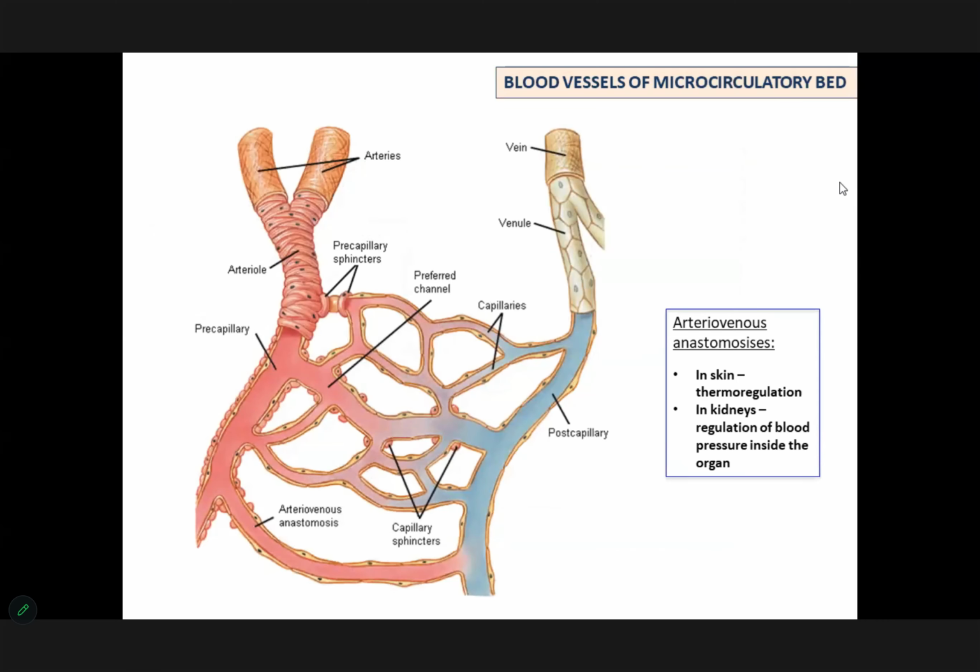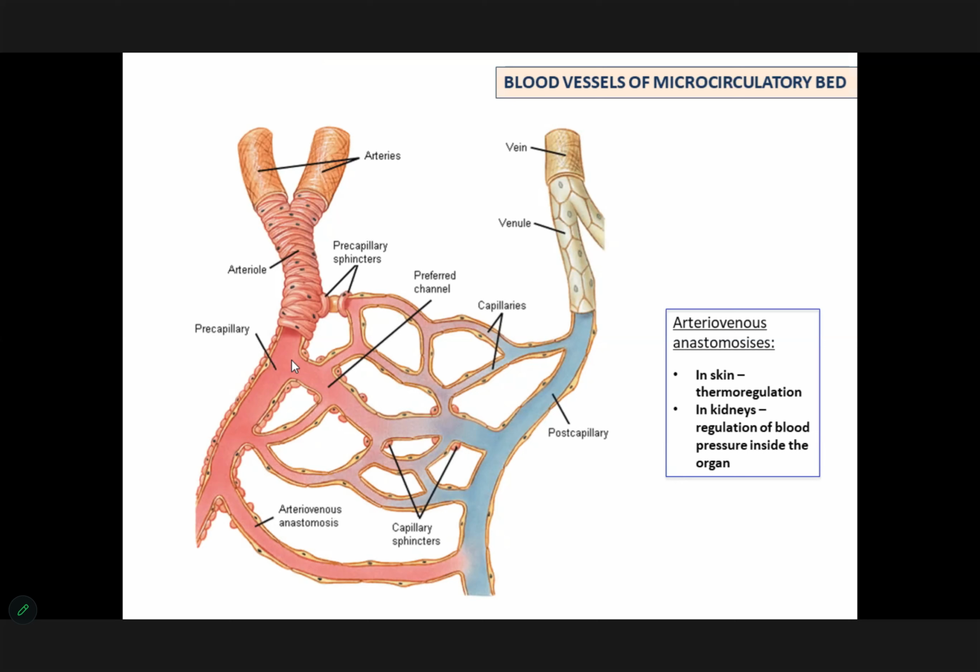Blood vessels of the microcirculatory bed, as you remember, include arterioles, precapillaries or metarterioles, capillaries, venules, and anastomoses. Arteriovenous anastomosis, through which blood can flow directly from arteriole into venule, not into capillaries. As you remember, the function of the capillaries is to perform gas exchange and also nutrients and metabolites exchange.